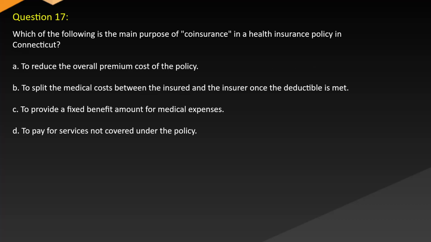Which of the following is the main purpose of coinsurance in a health insurance policy in Connecticut? A. To reduce the overall premium cost of the policy. B. To split the medical costs between the insured and the insurer once the deductible is met. C. To provide a fixed benefit amount for medical expenses. D. To pay for services not covered under the policy.